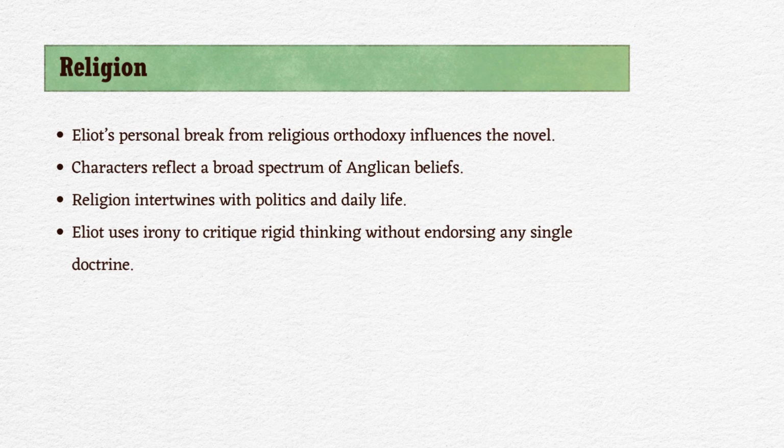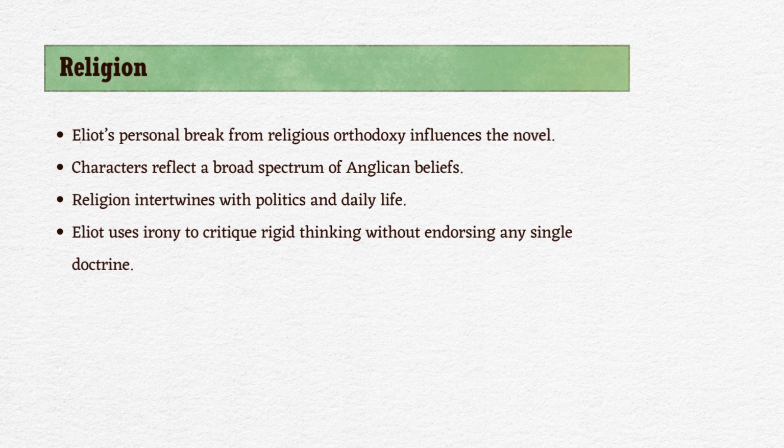Interestingly, direct theological debate is mostly absent in Middlemarch. Instead, religion appears through characters like Mr. Cadwallader, who represents a modern Anglican view, and Mr. Tyke, who reflects evangelical zeal. Religion and politics often overlap, showing how belief systems reinforce social structures.